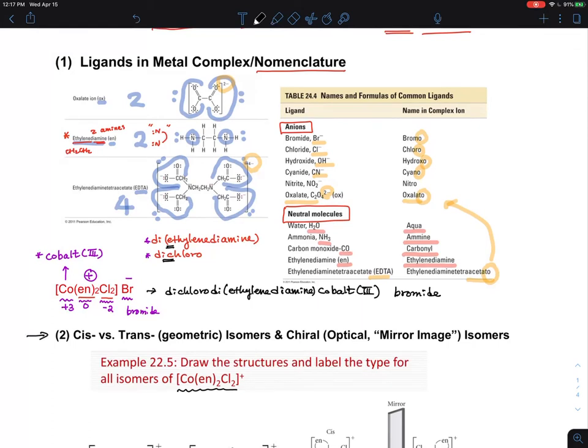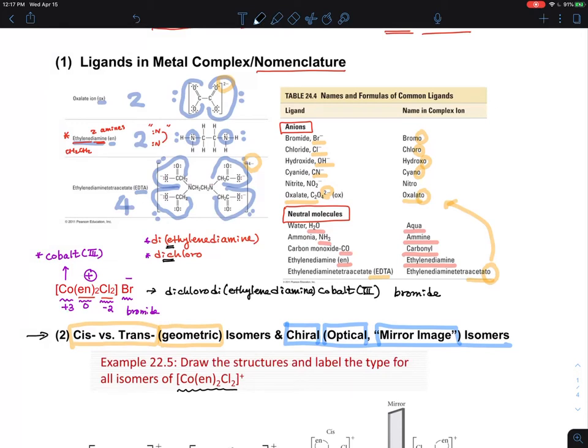Now I'm going to move on to what we call the geometric isomer. The most common geometric isomers are cis and trans. It's almost like the cis and trans that is used in organic chemistry. The cis and trans isomers we talked about. For the case of inorganic compounds, they can also have geometric isomers. They can also be called cis and trans. Trans is on the opposite side, right? And also there is something called chiral, optical, or mirror image isomers. Chiral isomers, optical isomers, mirror image isomers.